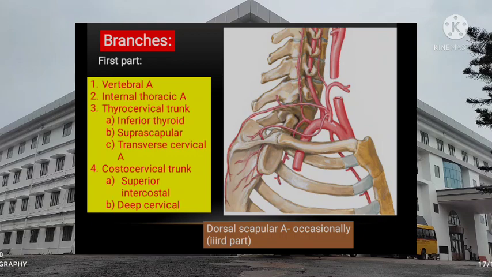The costocervical trunk also divides into two branches. They are the superior intercostal artery and deep cervical arteries. This artery comes from the second part on the right side of the subclavian artery. The dorsal scapular artery occasionally arises from the third part of the subclavian artery.